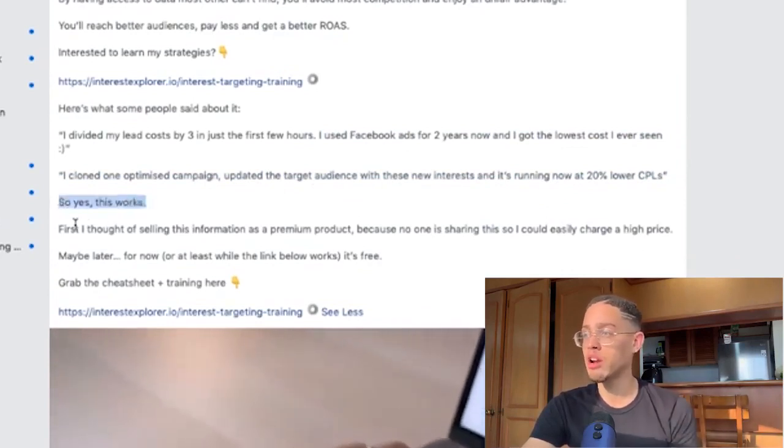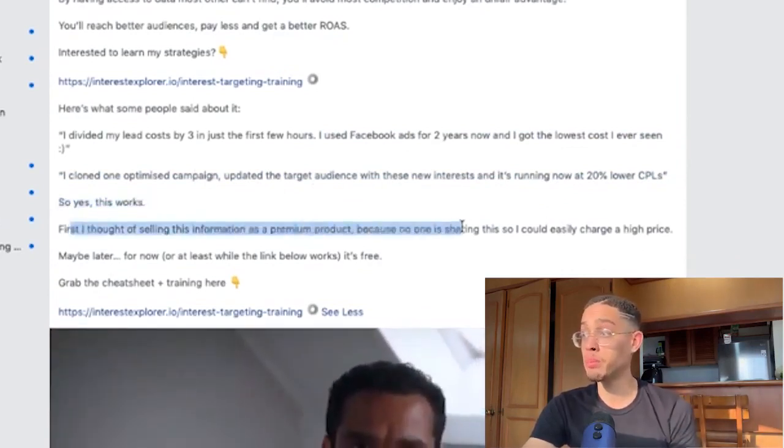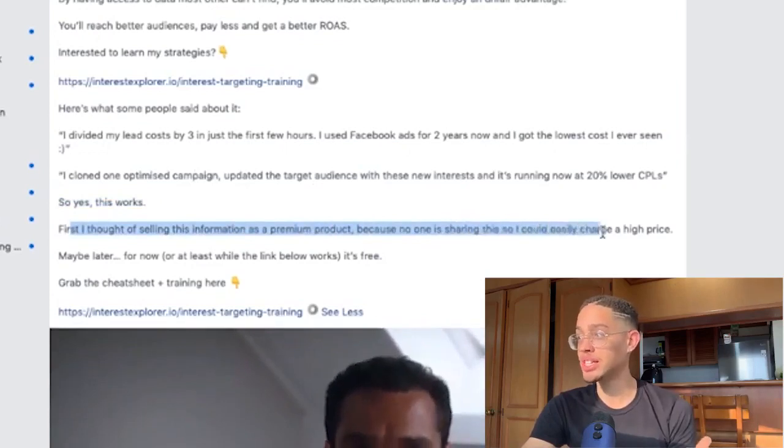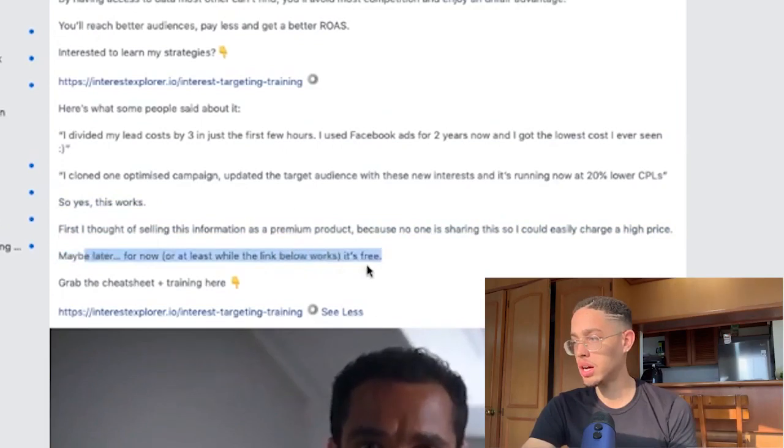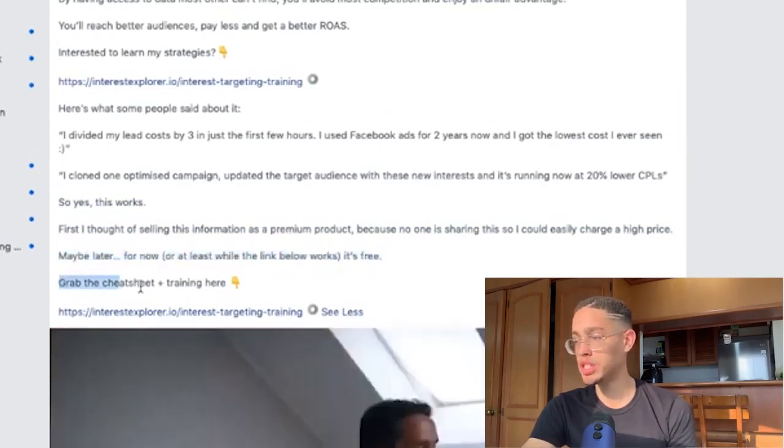"So yes, this works. First, I thought of selling this information as premium product because no one is sharing this, so I could easily charge high price for this. Maybe later for now, or at least it's free, right? Grab the cheat sheet."